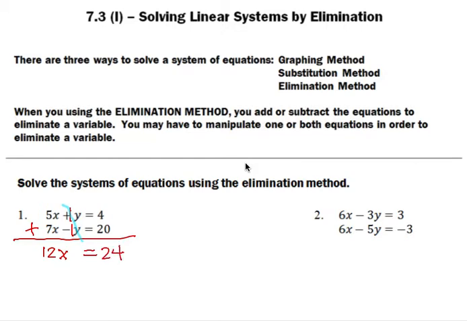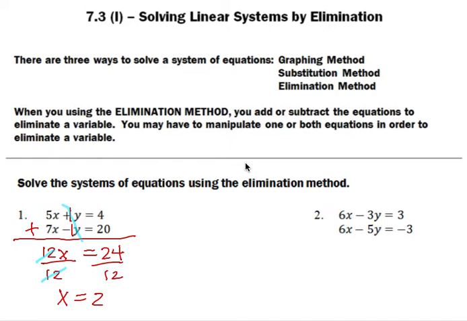So by doing that, I have now created an equation that I can easily solve by dividing each side by 12. So when my 12s cancel out over here on the left-hand side, I find out that x is equal to 2. Now, if you recall from section 7.1, when we were solving systems by graphing, what we were finding was the place where the two lines intersected, which was the point of intersection. And we know that a point is always represented as an ordered pair, which is an x comma y. So right now, we only know the x part of our ordered pair.